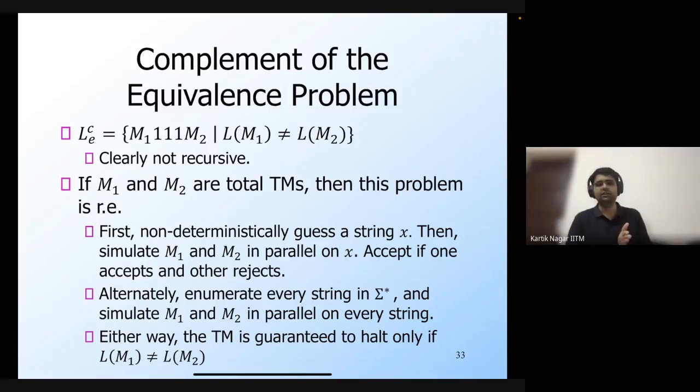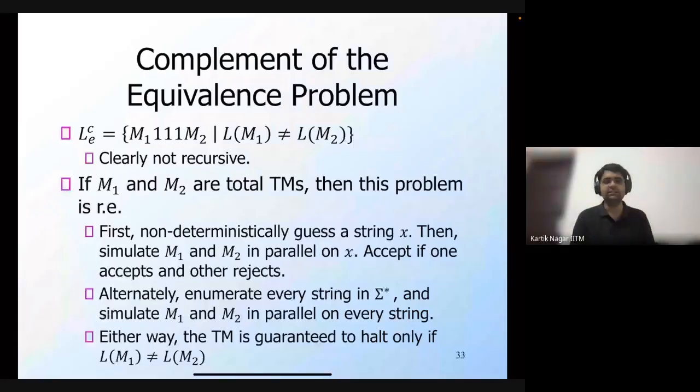Which means that this TM is guaranteed to halt only if language of M1 is not equal to language of M2. Because if language of M1 is equal to language of M2, then you will keep on enumerating strings, and you will never find a string which is present in one and not in the other. So that's why this particular Turing machine is not recursive, because it is not guaranteed to halt, but it will definitely halt if language of M1 is not equal to language of M2.